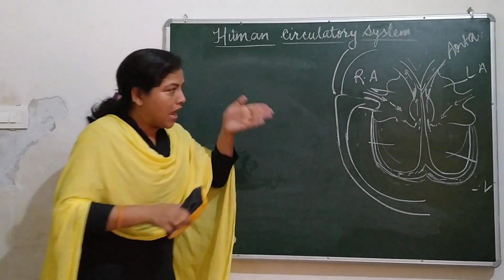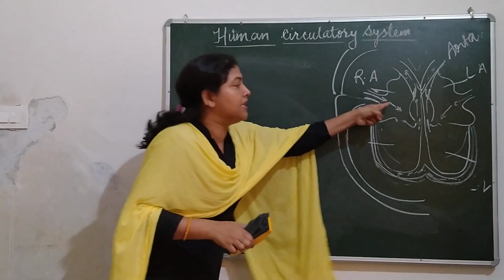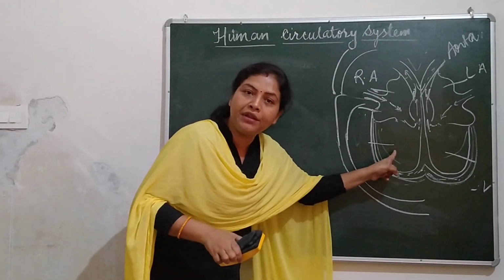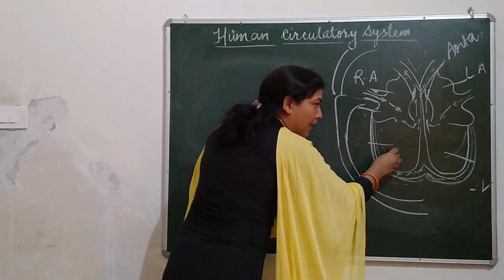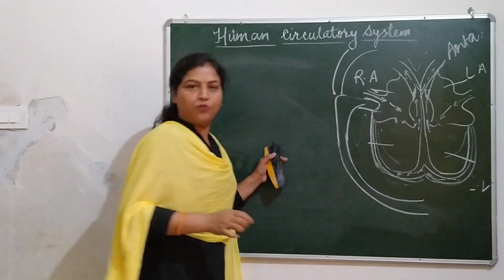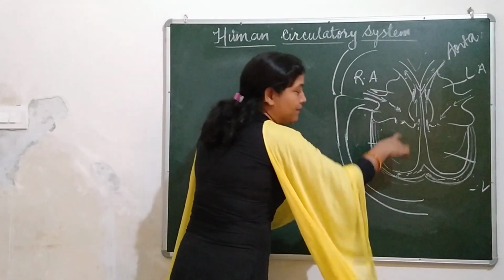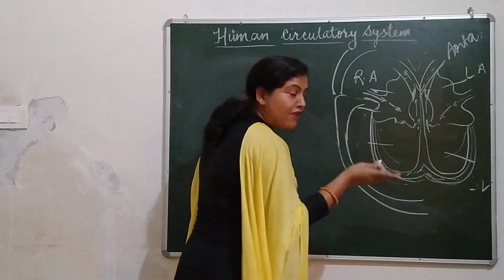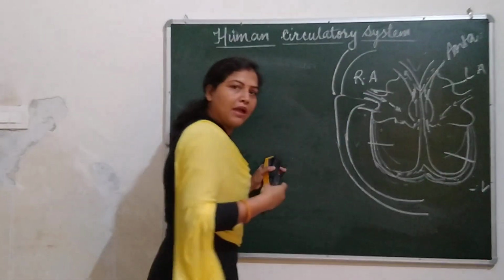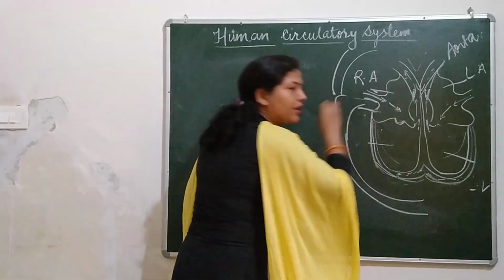Then what happens when the upper part of the heart constricts? When the upper part of the heart constricts, this blood goes to the ventricle. After the blood comes into the ventricle through the tricuspid valve, the right-side tricuspid valve, when it comes down, the valve gets closed. It never lets the blood go back. So it gets closed. Now the blood is in the ventricle.